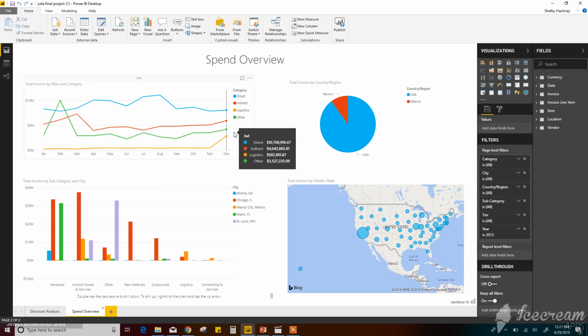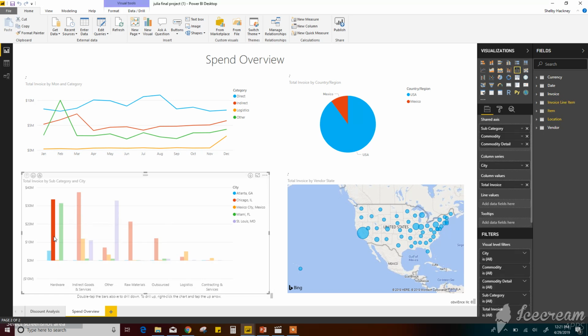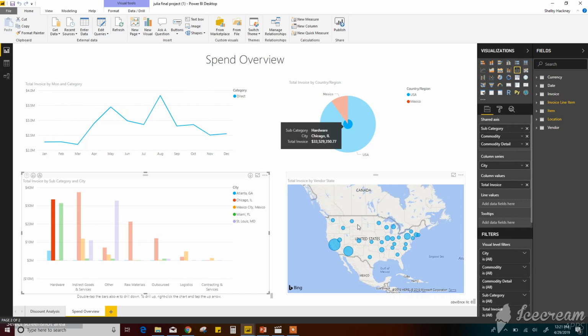But again, visually being able to see how the categories compare to each other is helpful for people to know exactly where they need to drill down to look further. Down here, we can see our invoice by subcategory and city. Each of these little bars, the colors represent the different cities. Here are the categories, and here is the invoice amount. So we can look at hardware in Chicago, Illinois, and see that amount there. And it updates the rest of these accordingly when you click on one of those little bars.